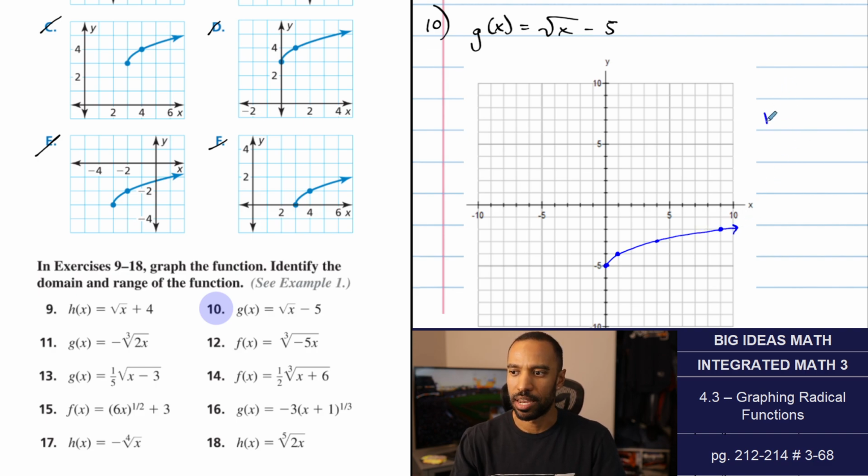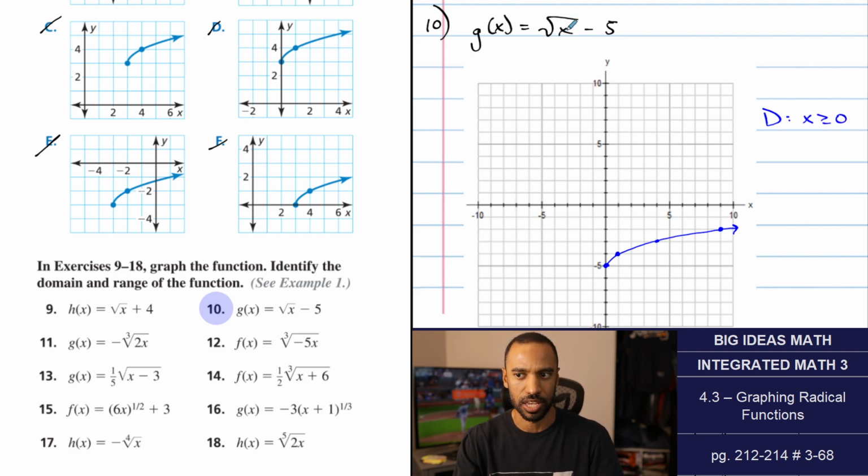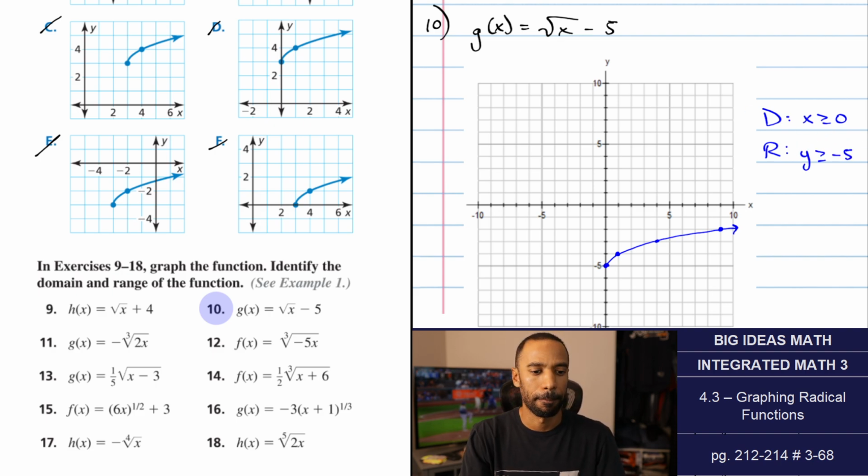Same thing. Now, domain is still x is greater than or equal to 0. No change there. That's only really going to change when things inside your function change. Range did get changed, though. y is greater than or equal to negative 5 in that problem.